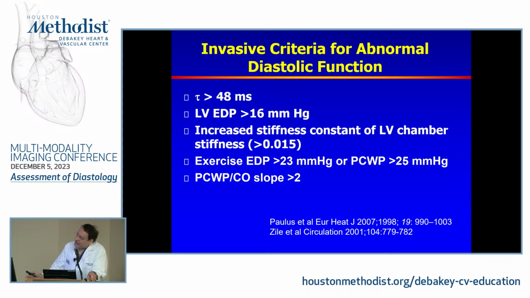Another approach that has been adopted is to look at the ratio of the wedge pressure to cardiac output and how it changes with different stages of exercise. And you would have a steep slope in someone with heart failure with preserved ejection fraction. This is not a definition that is universally accepted.